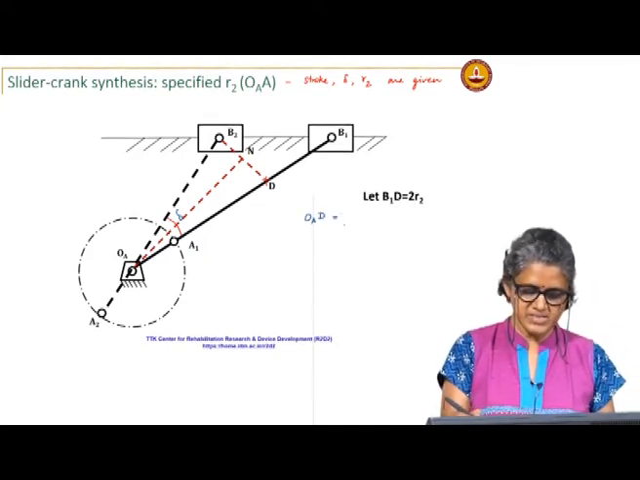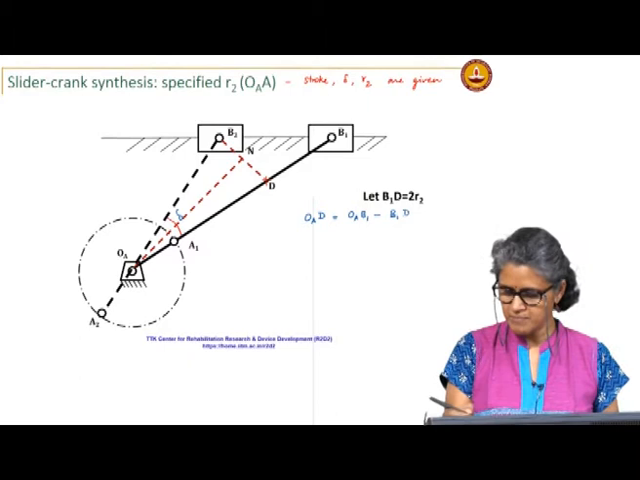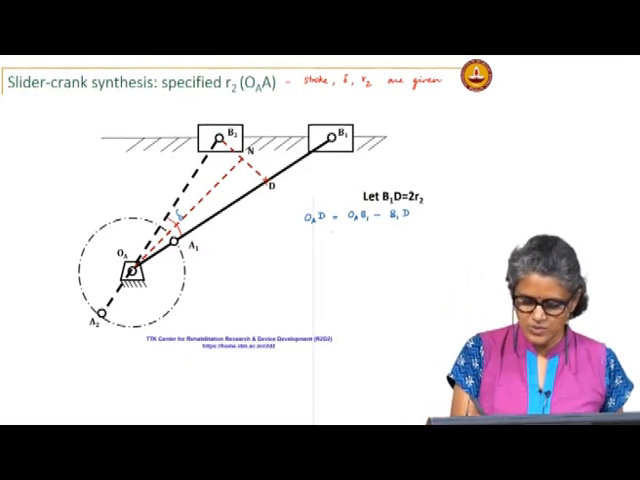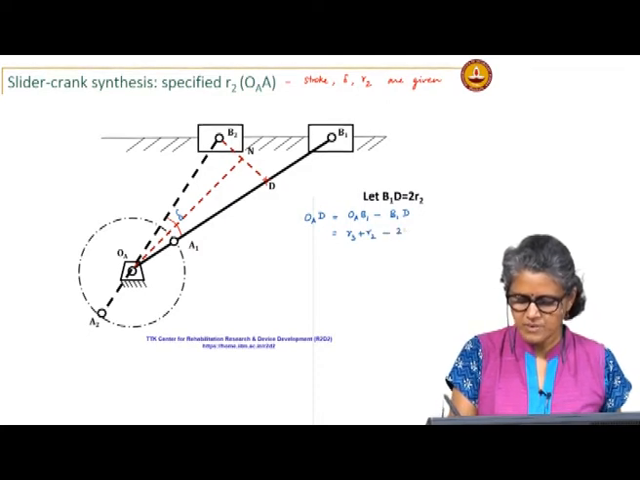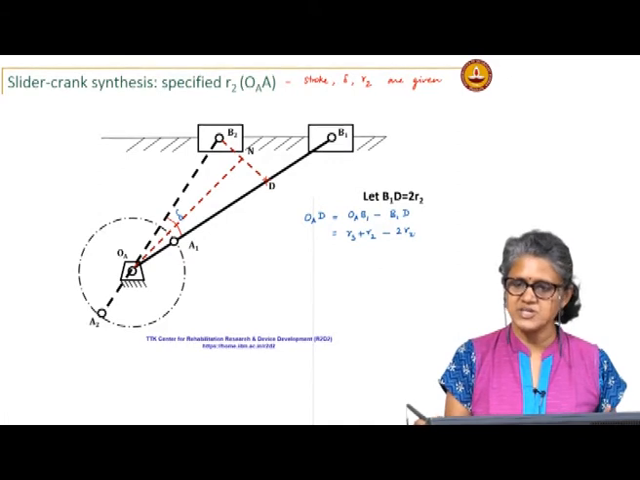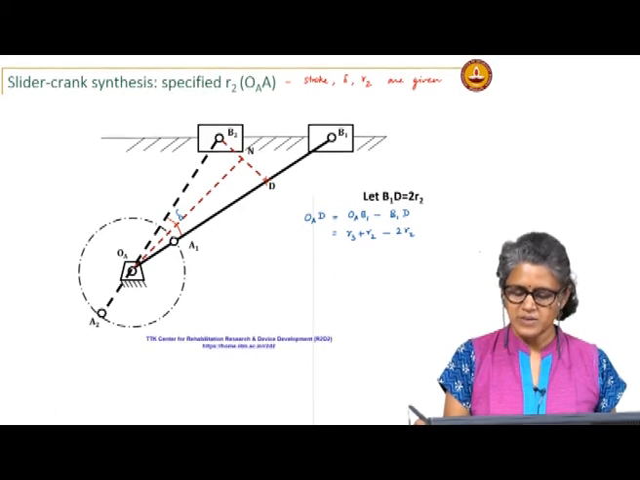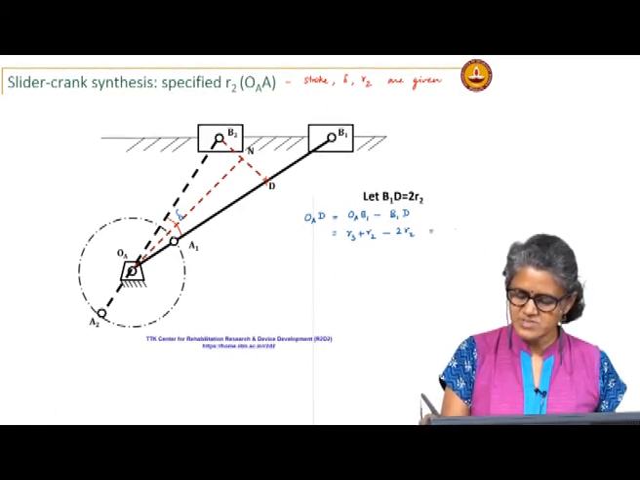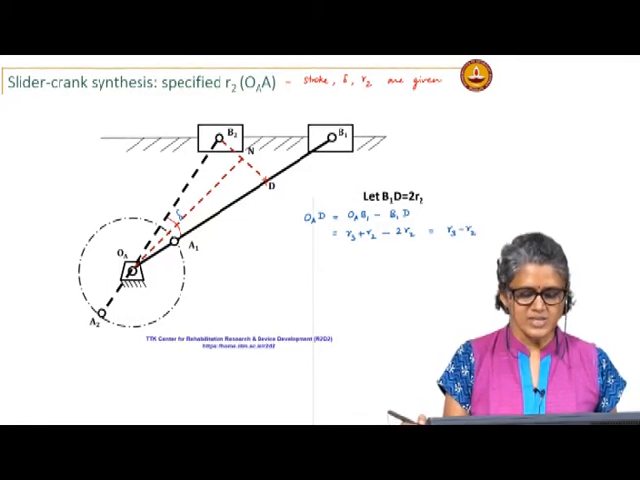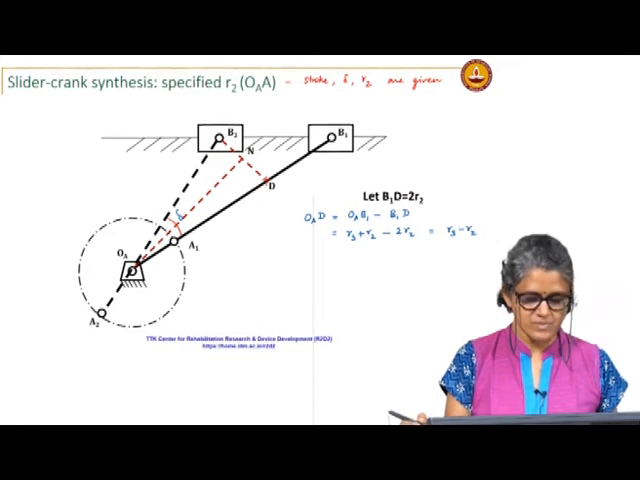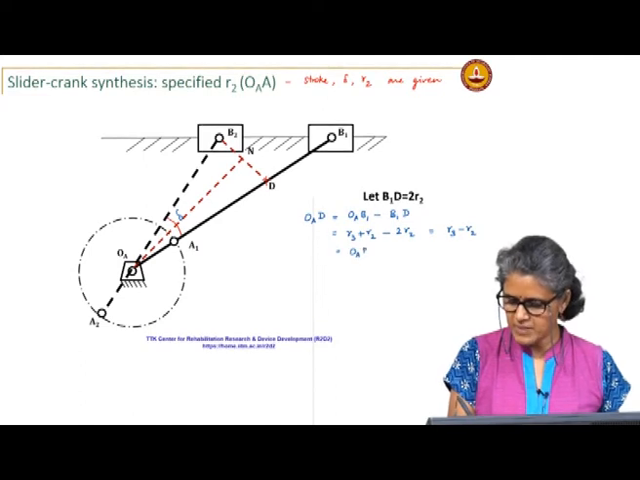OAD is OA B1 minus B1D, which is equal to R3 plus R2 minus 2R2, because by construction I have constructed D in such a way that B1D is 2R2. So this is equal to R3 minus R2. What else is R3 minus R2? OA B2. So this is equal to OA B2.